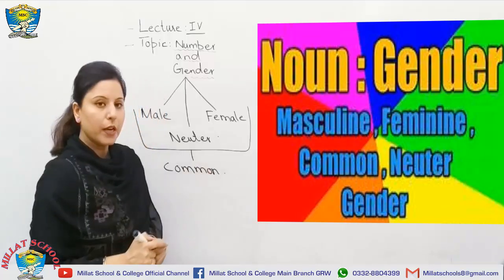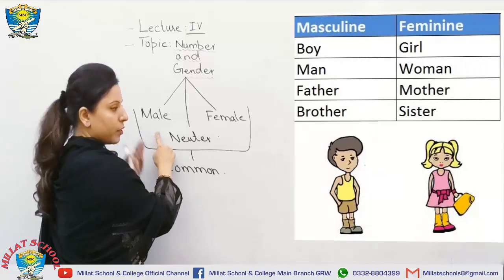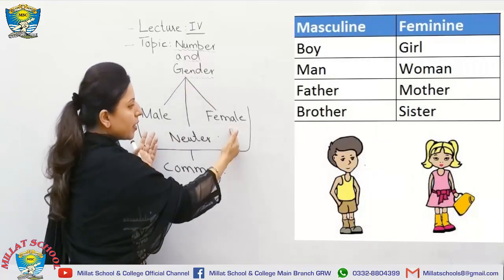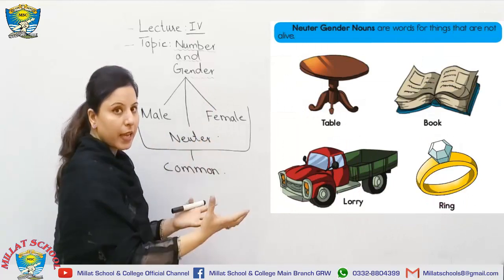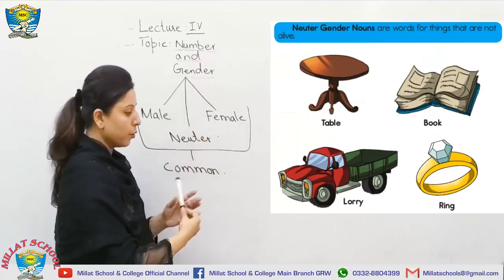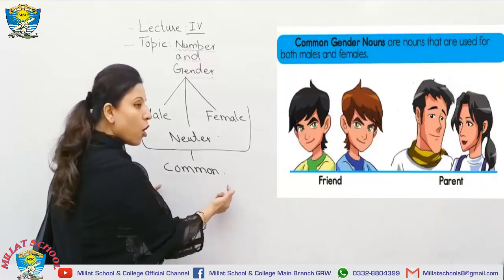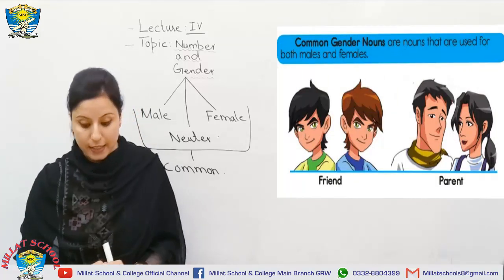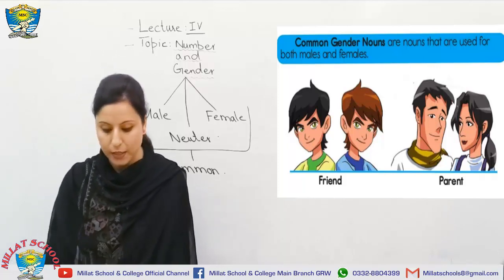Now, how will you identify any gender? Male gender, your papa. Female gender, your mama. Neuter gender, the things. Marker, board, these things are free of any gender. And the common gender. Let's see how these genders work. See your page number 23.